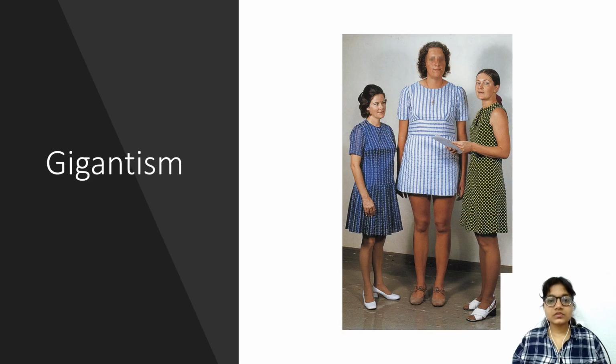Here the picture shows gigantism. It is a condition characterized by excessive growth and height significantly above average, and it is caused by overproduction of growth hormone in children. It is a rare disorder resulting from increased levels of growth hormone before the fusion of the growth plate, which usually occurs soon after puberty. This increase is most often due to abnormal tumor growth on the pituitary gland.